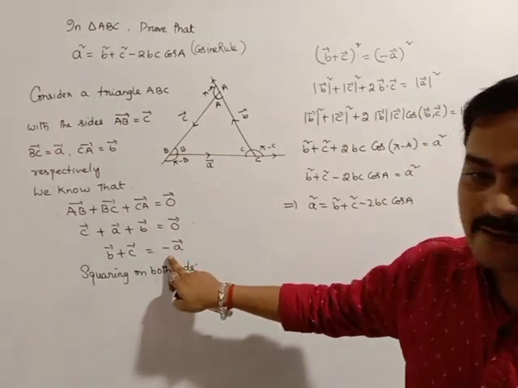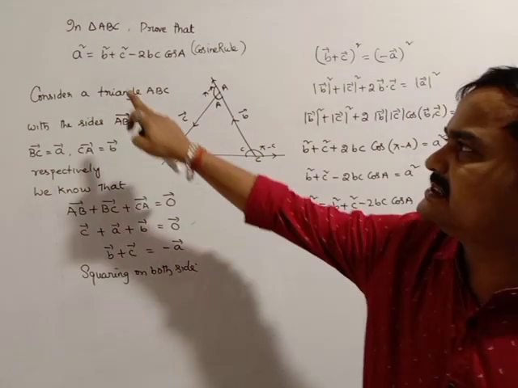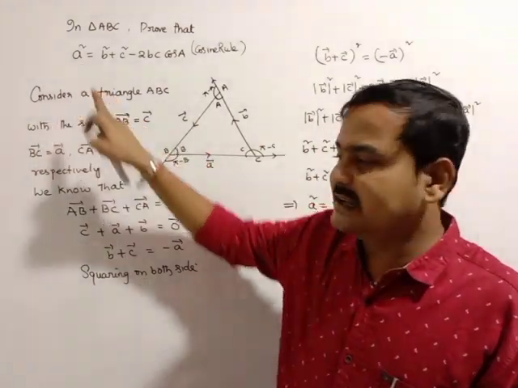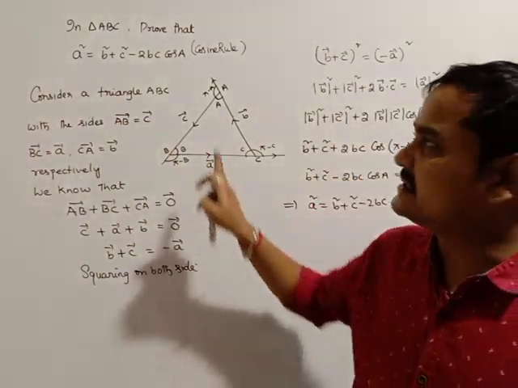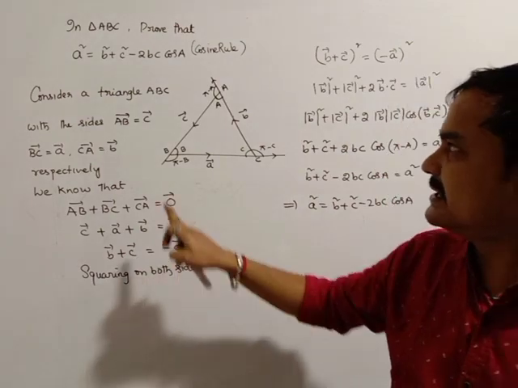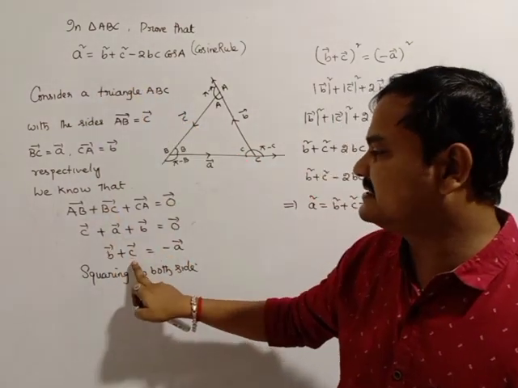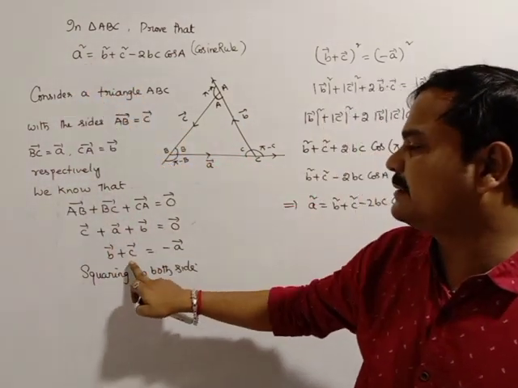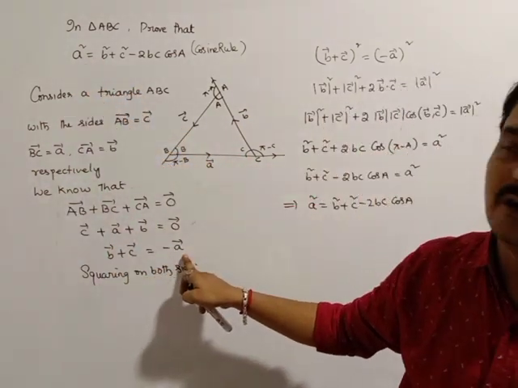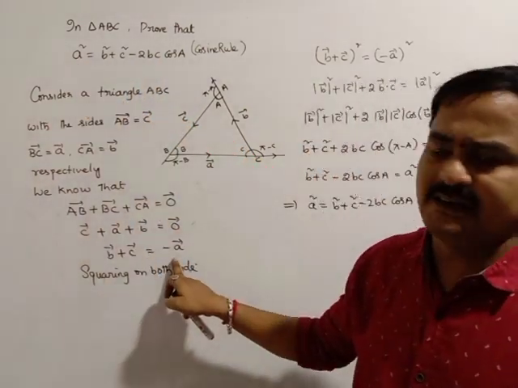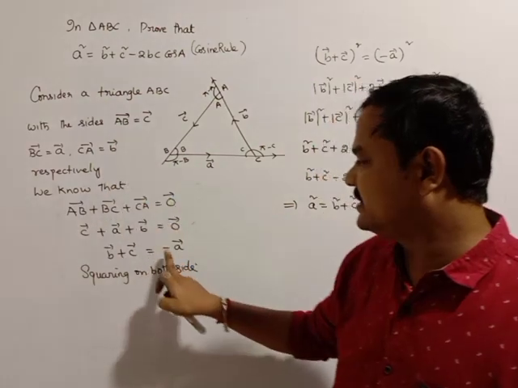Why do I take minus A bar on this side? Because in the question, A is given. Suppose B is given, then you need to take B bar. Suppose C is given, then you need to take C bar. If B is given, A bar plus C bar is equal to minus B bar. If C is given, B bar plus A bar is equal to minus C bar. According to what is given in the question, you need to take it here. Here A is given, so you need to take A.